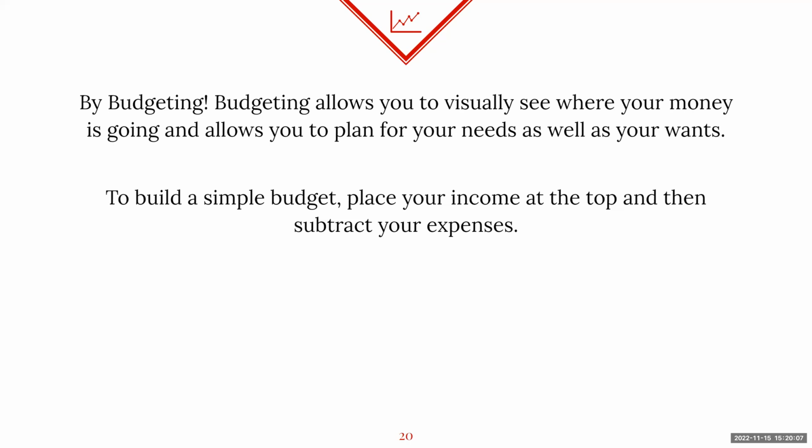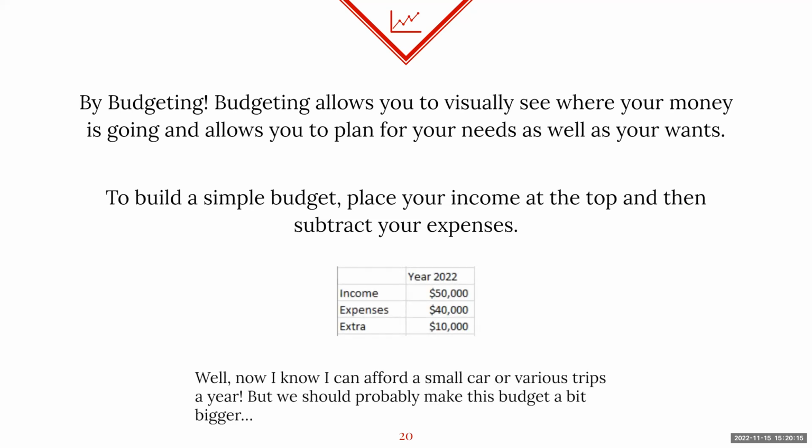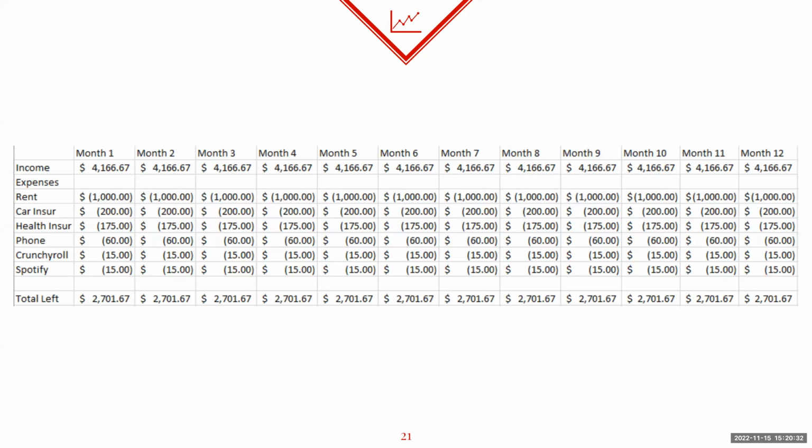To build a simple budget, simply place your income at the top and then subtract your expenses. Well, now we can see that we have an extra $10,000, so you can probably afford a small car or various trips a year, but we should probably make this budget a bit bigger to really get into the nitty-gritty stuff. So that is a budget.